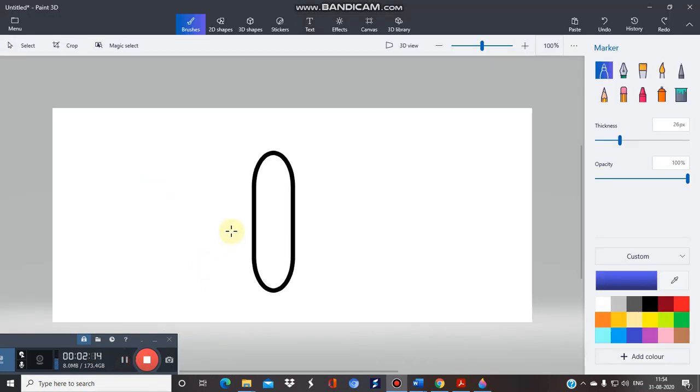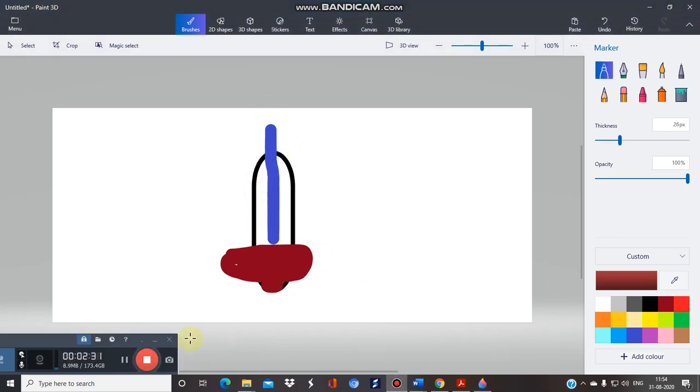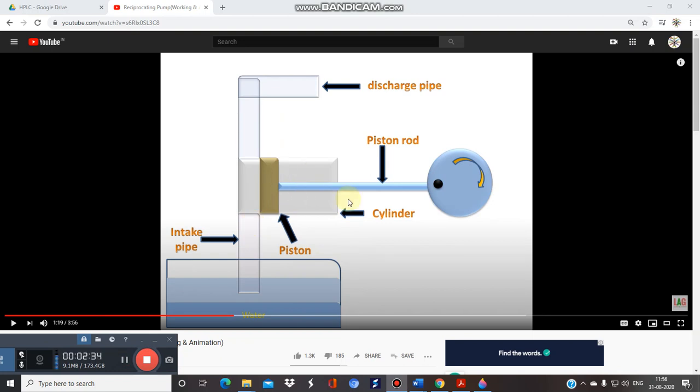Let's see it. In the case of a reciprocating pump, three important components are used. First is the cylinder, and here is the piston rod, and apart from the piston rod, we need a piston. So just see the clear parts of the reciprocating pump. This one is the piston, this is the piston rod, you will move it this way, and this is the intake pipe, and this is the discharge pipe.